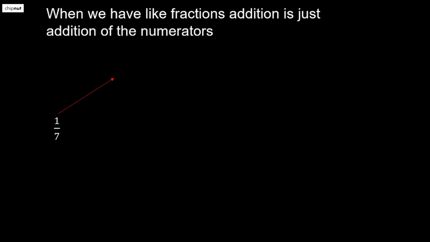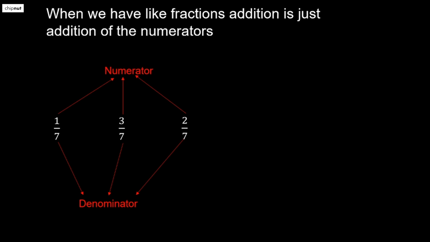Another example, if we have 1 by 7, 3 by 7 and 2 by 7, and we have to add, we just add 1, 3 and 2 and we get the fraction 6 by 7, which is the sum of the 3 fractions.